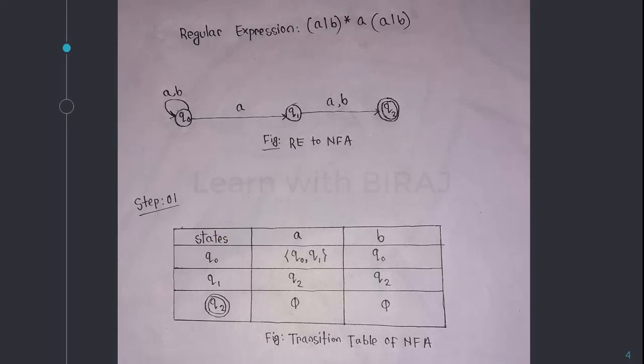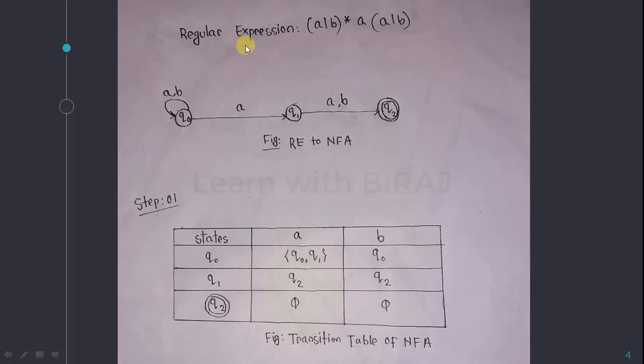In the next slide, here is the regular expression. From this regular expression, I will show how to design an NFA diagram. Here we circle the three states Q0, Q1 and Q2. Q0 is the initial state and Q2 is the final state. This double circle indicates that it is the final state.